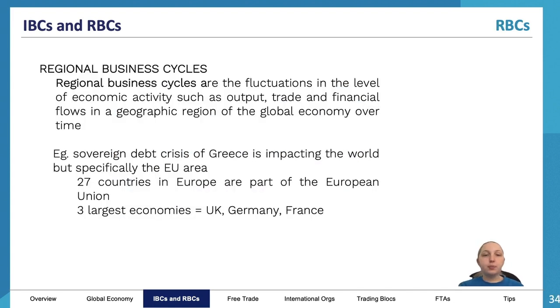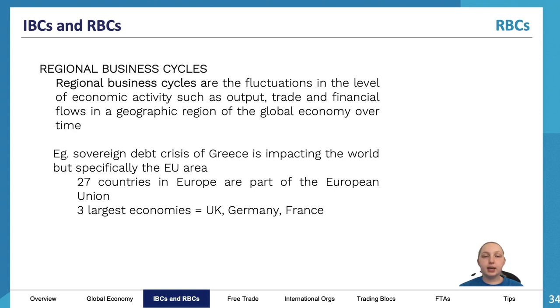So your regional business cycle, fairly self-explanatory, but just as a definition, is the fluctuations in the level of economic activity, such as output, trade, and financial flows in a geographic region of the global economy over time. For example, the sovereign debt crisis in Greece impacted the world, but more specifically, geographically impacted the EU area. That includes 27 countries in Europe that are part of the EU, and the three largest economies are the UK, Germany, and France, which are all also relatively really big economies in the world.